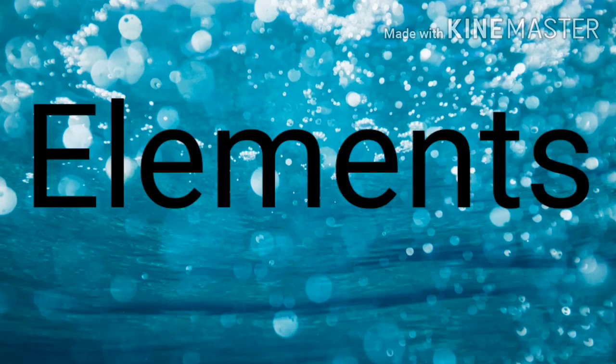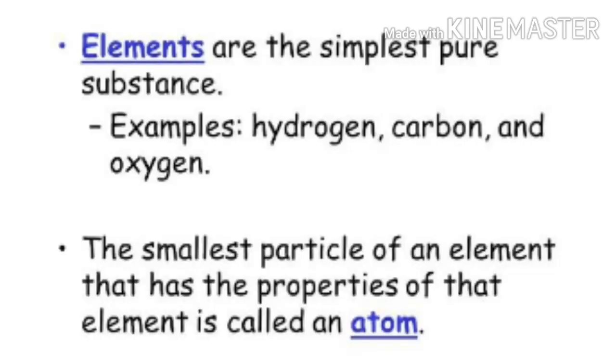Now we'll talk about elements. An element is a substance which cannot be split up into two or more simpler substances by the usual chemical methods such as applying heat, light, or electric energy. For example, hydrogen is an element because it cannot be split into two or more simpler substances. Same as oxygen is also an element because it cannot be broken down into simpler substances by chemical methods.